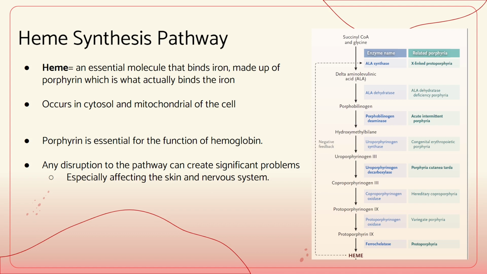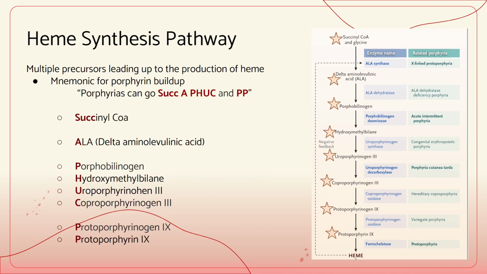Here's another graphic detailing the heme synthesis pathway, as well as the related disorders. So a little bit of a cruder mnemonic here, but if you are really trying to hammer this home, those cruder mnemonics sometimes help. So we have: porphyrias can go suck a fucking pee-pee. I know it's not spelled exactly how you'd think it's spelled, but use your imagination. The sucka-fucka-pee-pee is the mnemonic part of this.